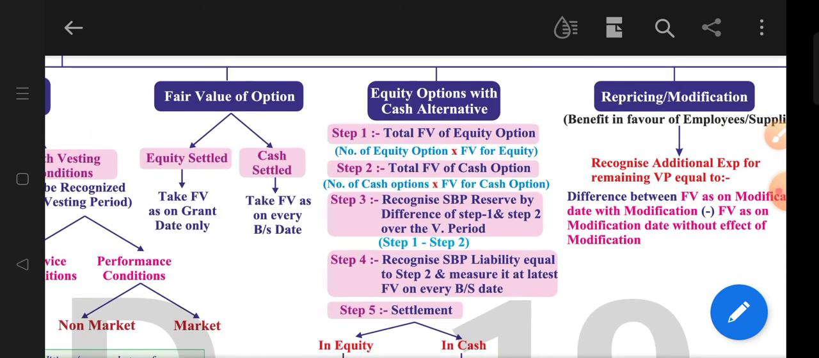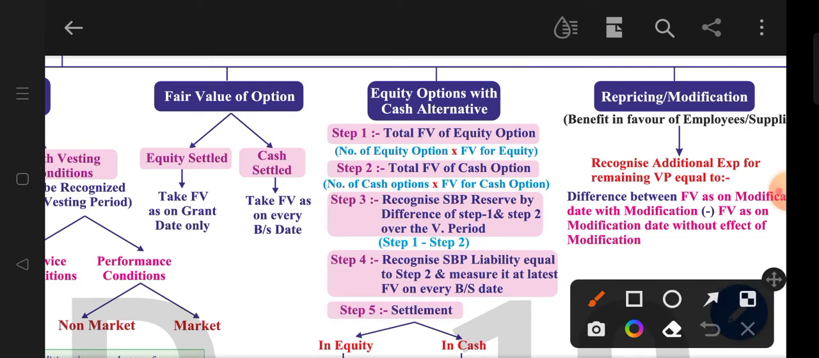Equity options with a cash alternative means they are providing the equity options also. If they are not exercising the equity options now, they will be providing the cash. Okay, either they can exercise equity or they can get the cash. Okay, so what is step 1, how do we have to account for this? Step 1 is that we have to calculate the total fair value of the equity option.